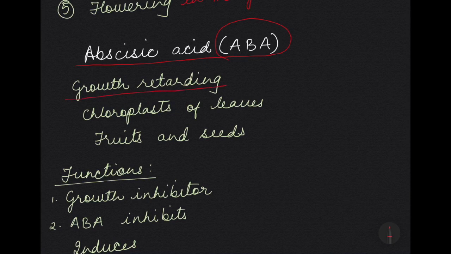So till now we've been learning about hormones which helped in growth of different parts of the plant. Abscisic acid is a growth retarding hormone. It does not allow growth. It is found in angiosperms, gymnosperms, pteridophytes, mosses. Okay, it is found in the chloroplast of the leaves. Fruits and seeds contain the highest amount of ABA. You find ABA maximum in fruits and seeds.